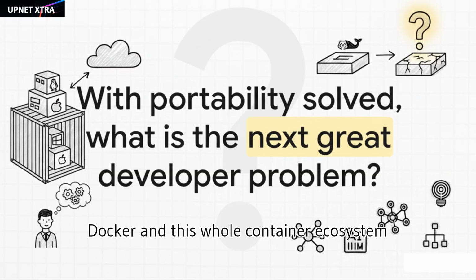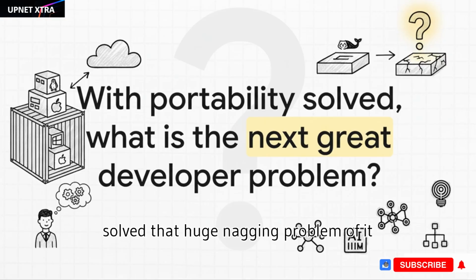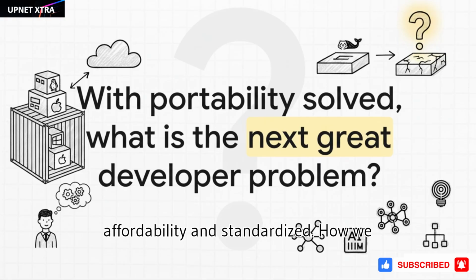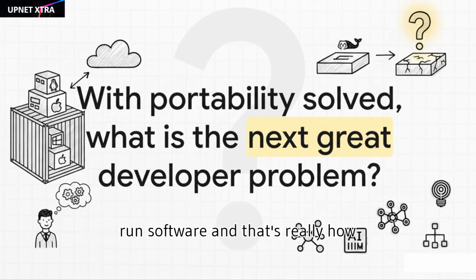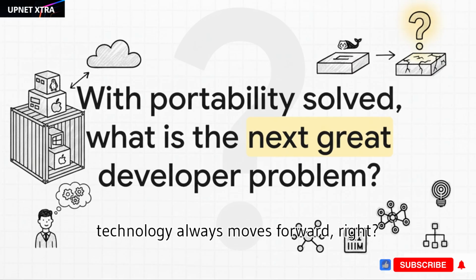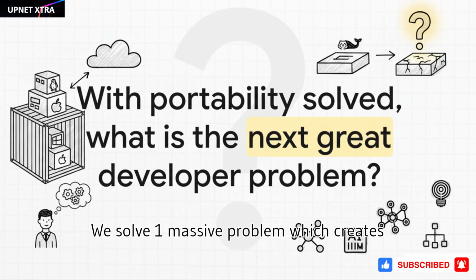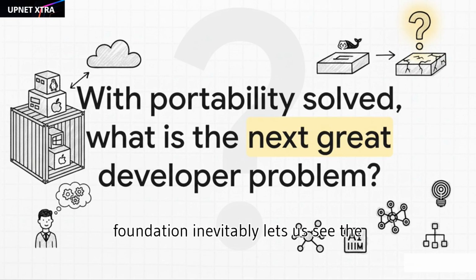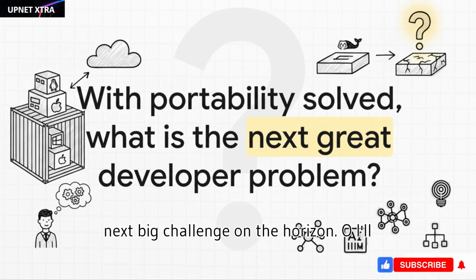So let's zoom out for a second. Docker and this whole container ecosystem solved that huge, nagging problem of it works on my machine. They gave us true portability and standardized how we run software. And that's really how technology always moves forward, right? We solve one massive problem, which creates a new stable foundation, and that new foundation inevitably lets us see the next big challenge on the horizon.